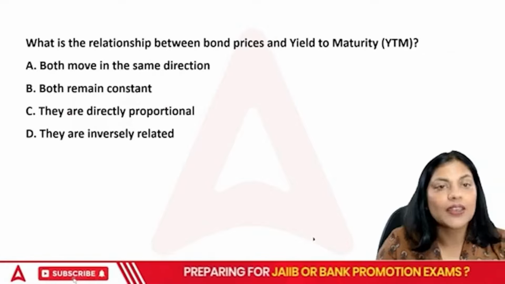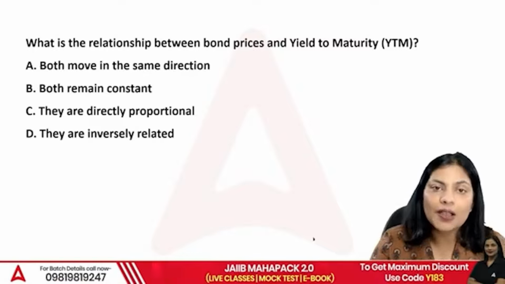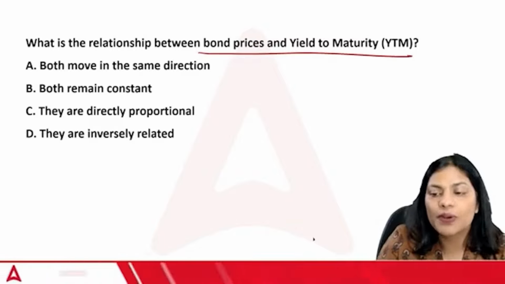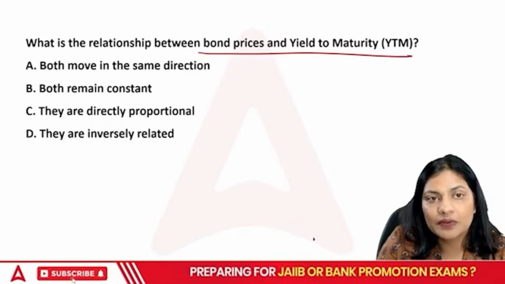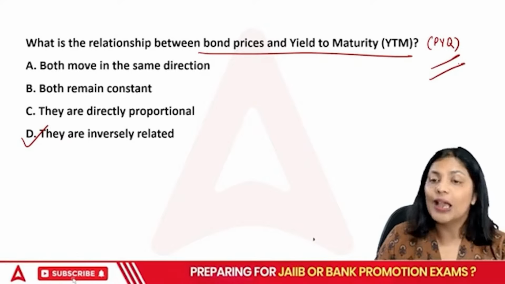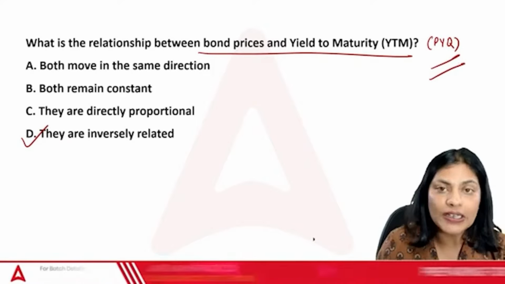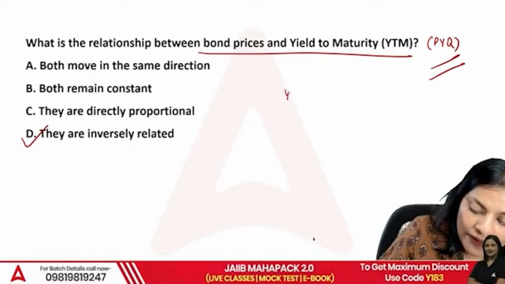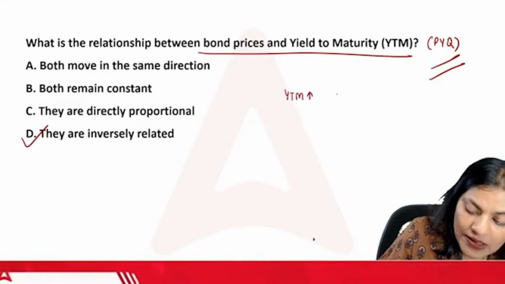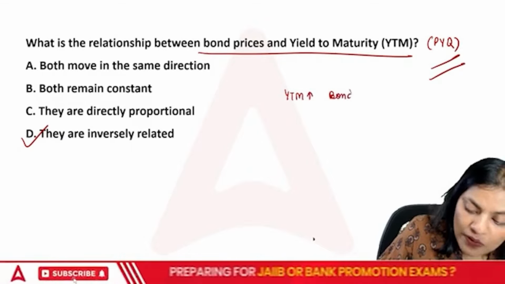Then, what is the relationship between bond prices and yield to maturity? We have to tell about the relationship between bond price and YTM. Do they move in the same direction? Are they opposite of each other, or what? So this is a previous year question. The relation of bond and YTM is they are inversely related to each other, which means if YTM increases, the price of bond will decrease.